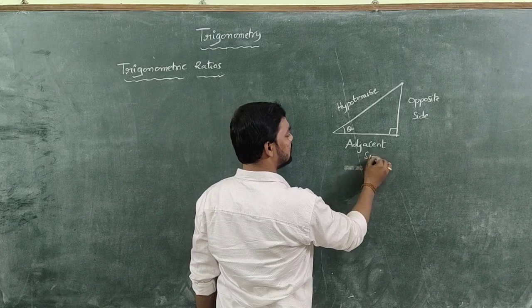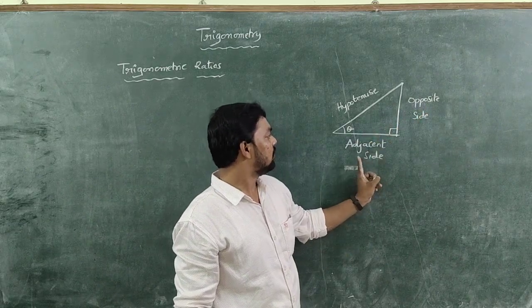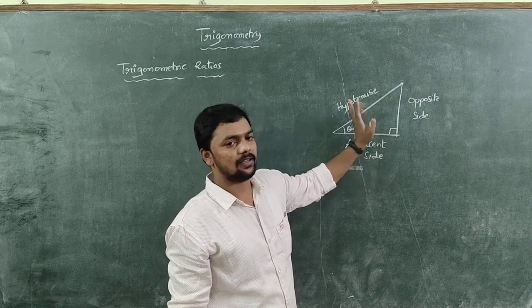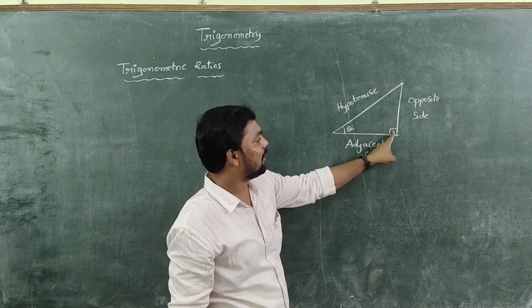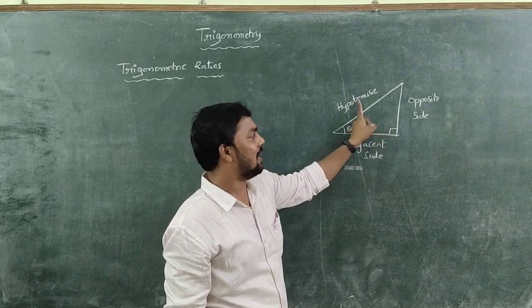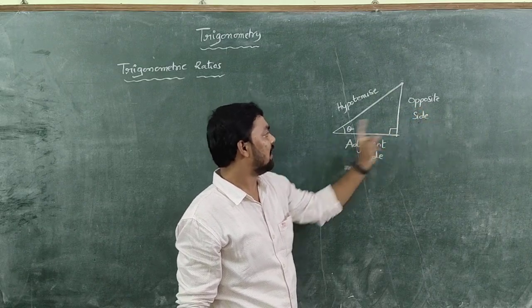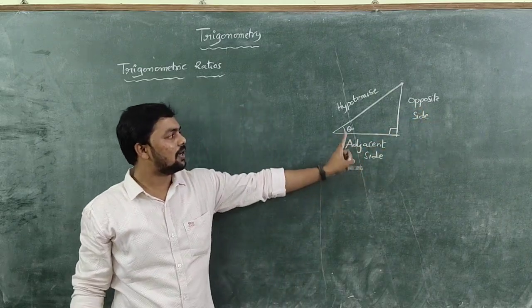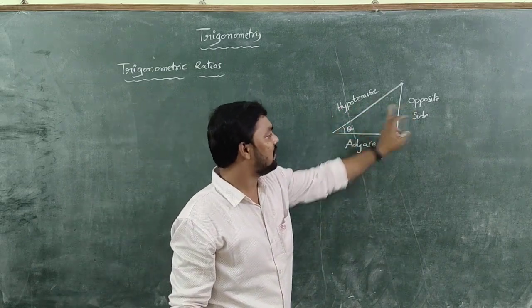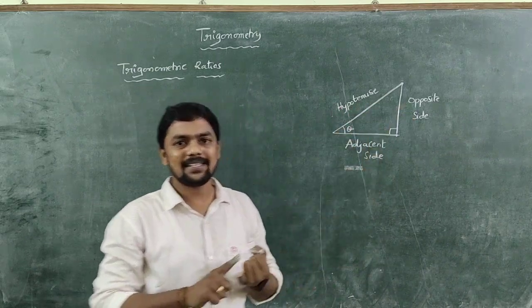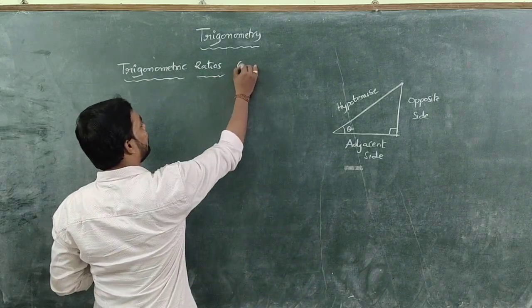In Telugu, this is the opposite side, this is the adjacent side, and this is the hypotenuse. So the side which is opposite to the right angle is called the hypotenuse, the side which is opposite to an angle is called the opposite side, and the side which is adjacent to the angle is called the adjacent side. Using these three sides we form 6 ratios. These 6 ratios are called trigonometric ratios.